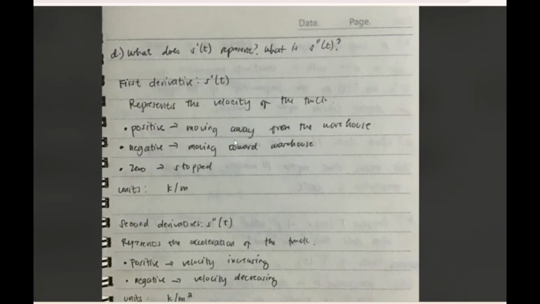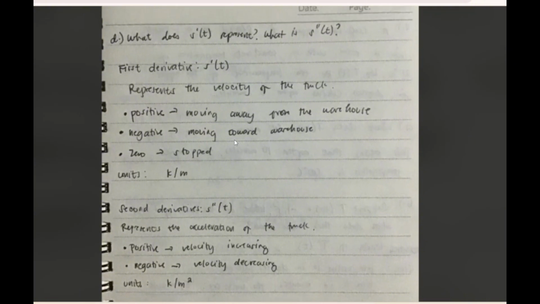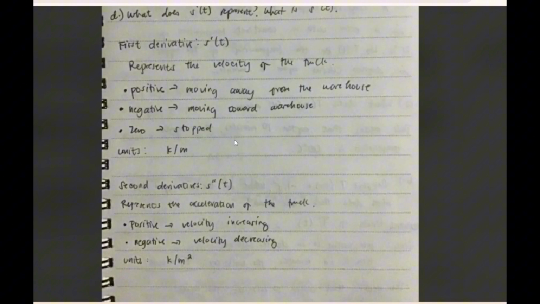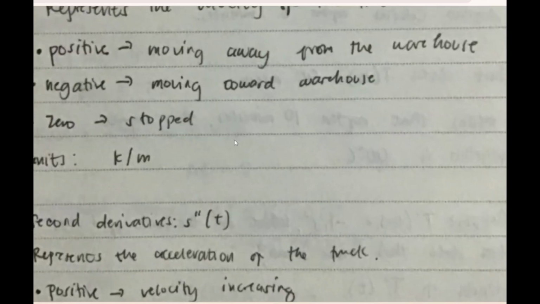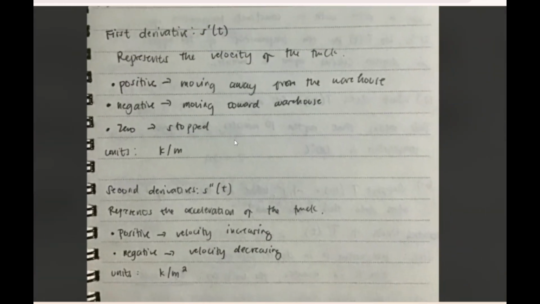Now to answer letter D, what does s prime of t represent? And what does s double prime of t represent as well? We know that when we have a position and find its first derivative, it gives the velocity. Therefore, s prime of t, the derivative of the position, represents the velocity of the truck. When it's positive, the truck moves away from the warehouse. When it is negative, it moves toward the warehouse. And when it's zero, it's stopped. And the unit it should use is kilometer per hour.